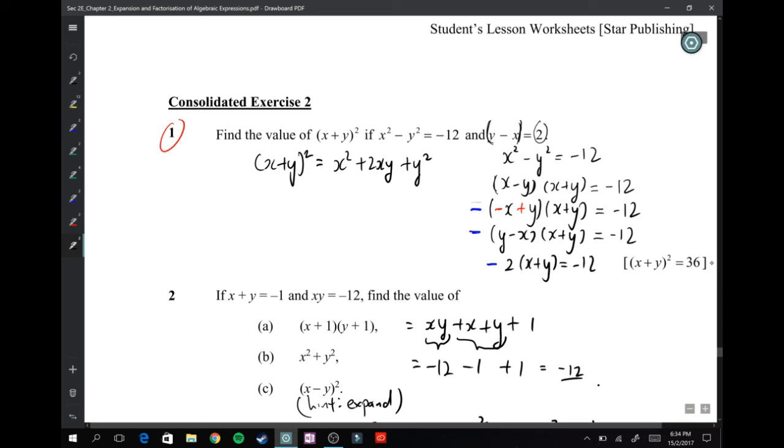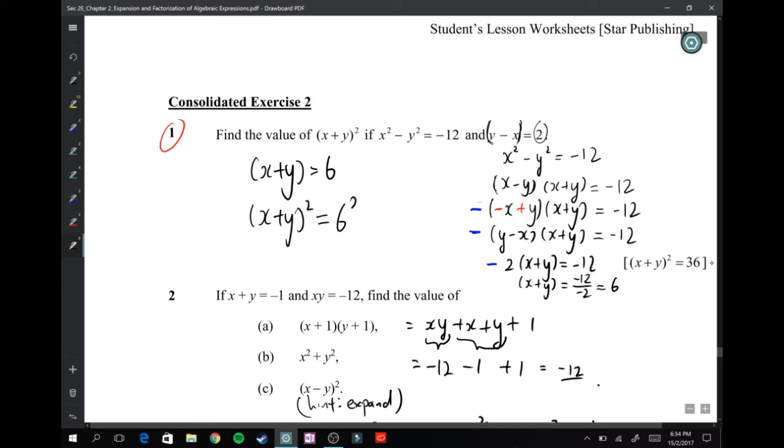So if negative 2 times (x plus y) is negative 12, then x plus y is negative 12 divided by negative 2, which gives you 6. So x plus y is 6. This is what we found out, right? x plus y equals 6. So (x plus y) squared will be equal to 6 squared, which is 36. And therefore this is the answer.